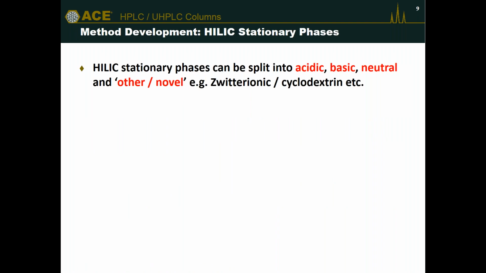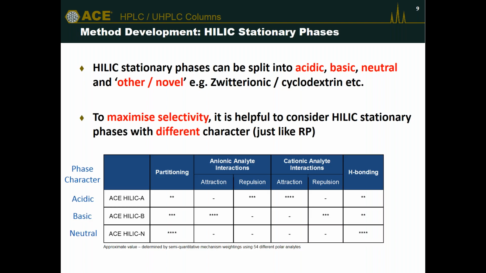HILIC stationary phases can be broadly split into 4 different groups. There are acidic phases with acidic character, basic phases that have basic character, neutral phases with neutral character, and there are other types of chemistries which I've labeled here, such as zwitterionic and novel type chemistries, which, if you read the literature or you Google HILIC on your laptop, you come up with all sorts of strange and weird and wonderful stationary phases that people are using in this interesting mode of chromatography.